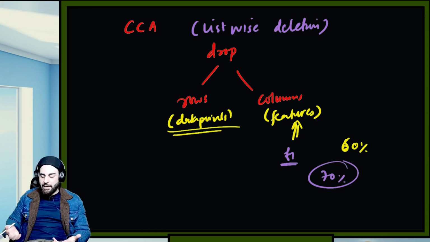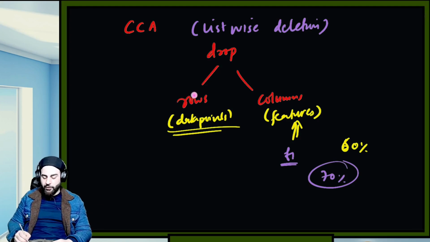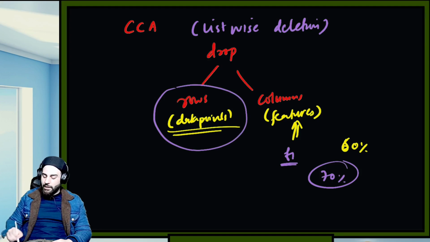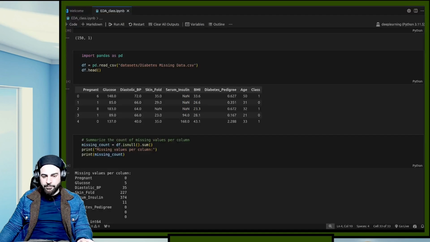In both cases you are deleting things and you have a loss of data. But I'm pretty sure you have clarity on the meaning of losing data at the row level and the meaning of losing data at the column level. Now we'll see this in the data set that I introduced in the previous session. I'll just bring up the code and show you that.